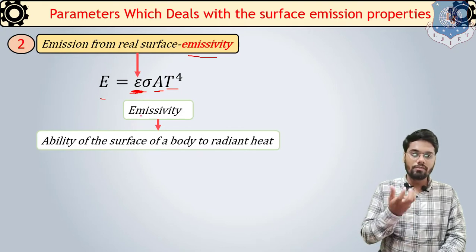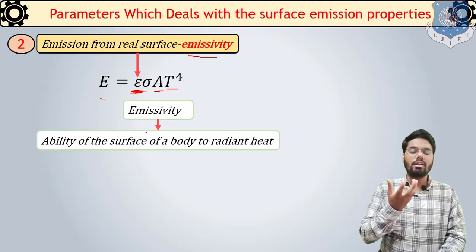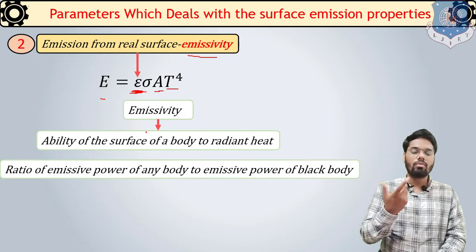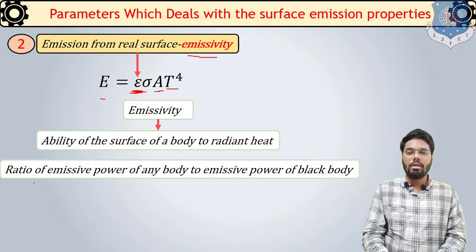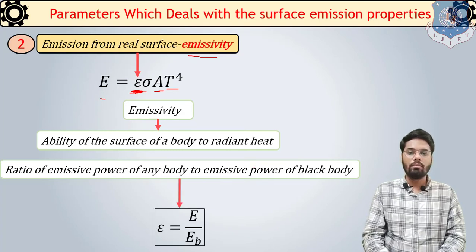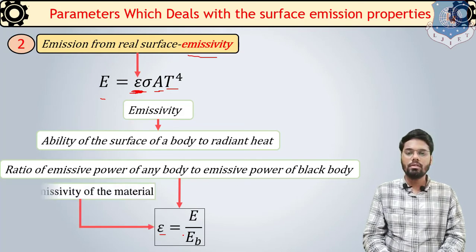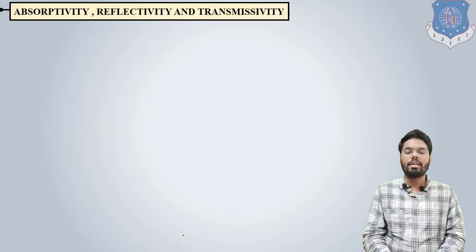It is the ability of the surface of the body to radiate or to emit the electromagnetic wave or to emit the heat. It is the ratio of the emissive power of any body to the emissive power of the black body, because we know that this sigma into area into T raised to 4 is our black body emission. So E by EB is known as the emissivity of any body. It is the ratio of emissive power of any body to the emissive power of the black body. It is known as the emissivity of any material.